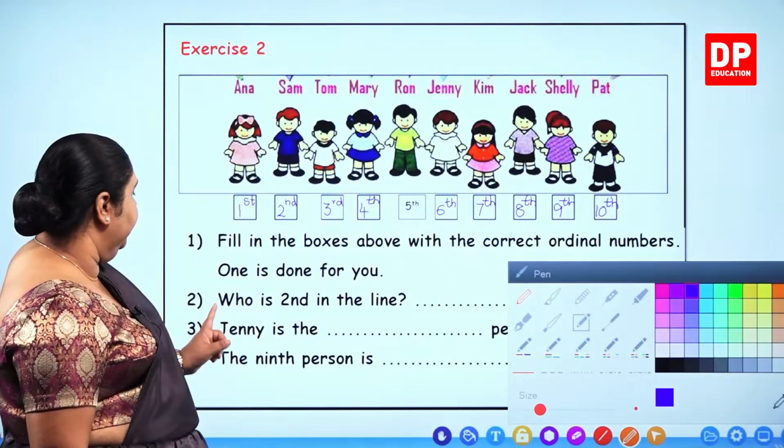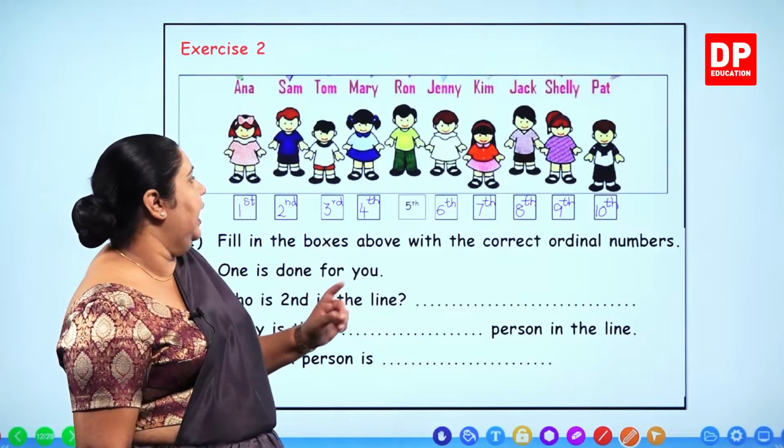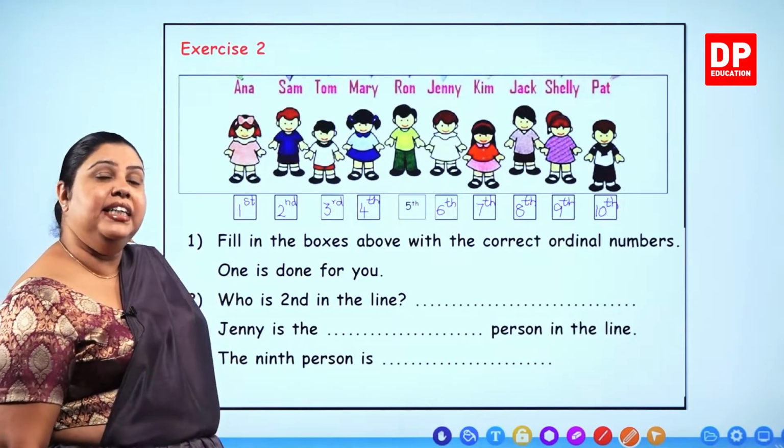questions. Right. Second one. Who is second in the line?